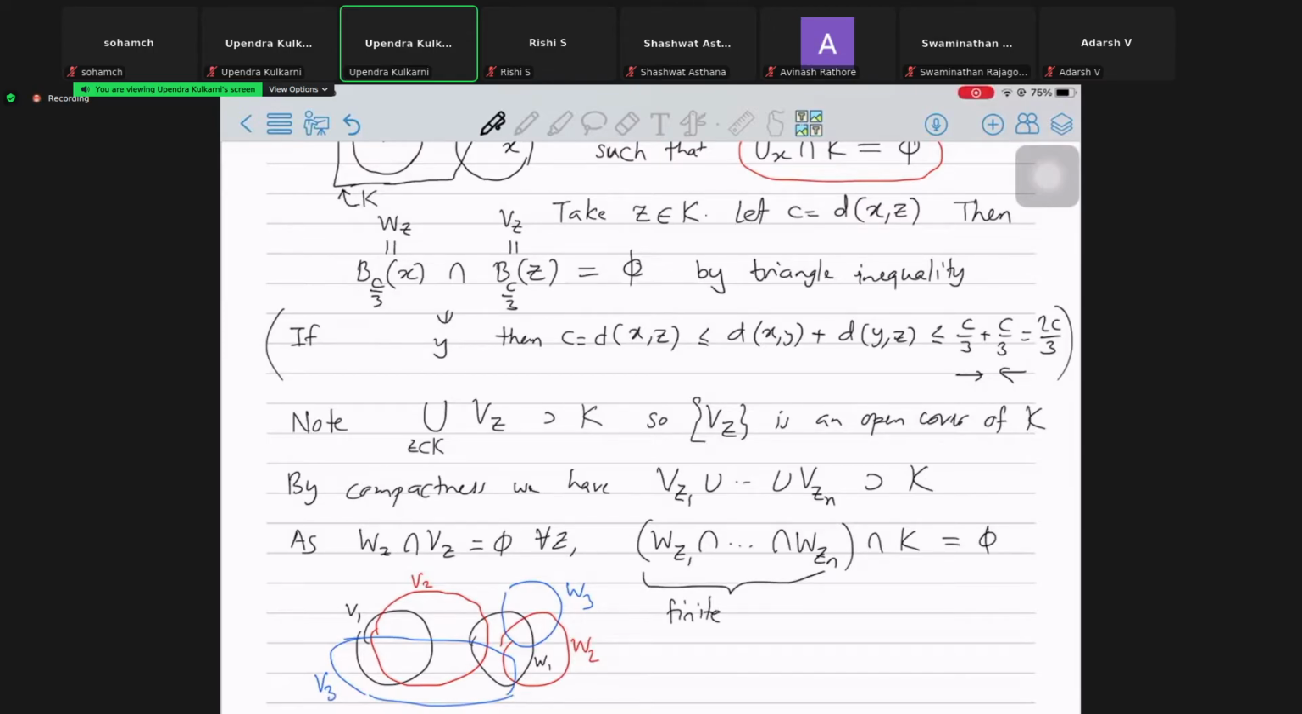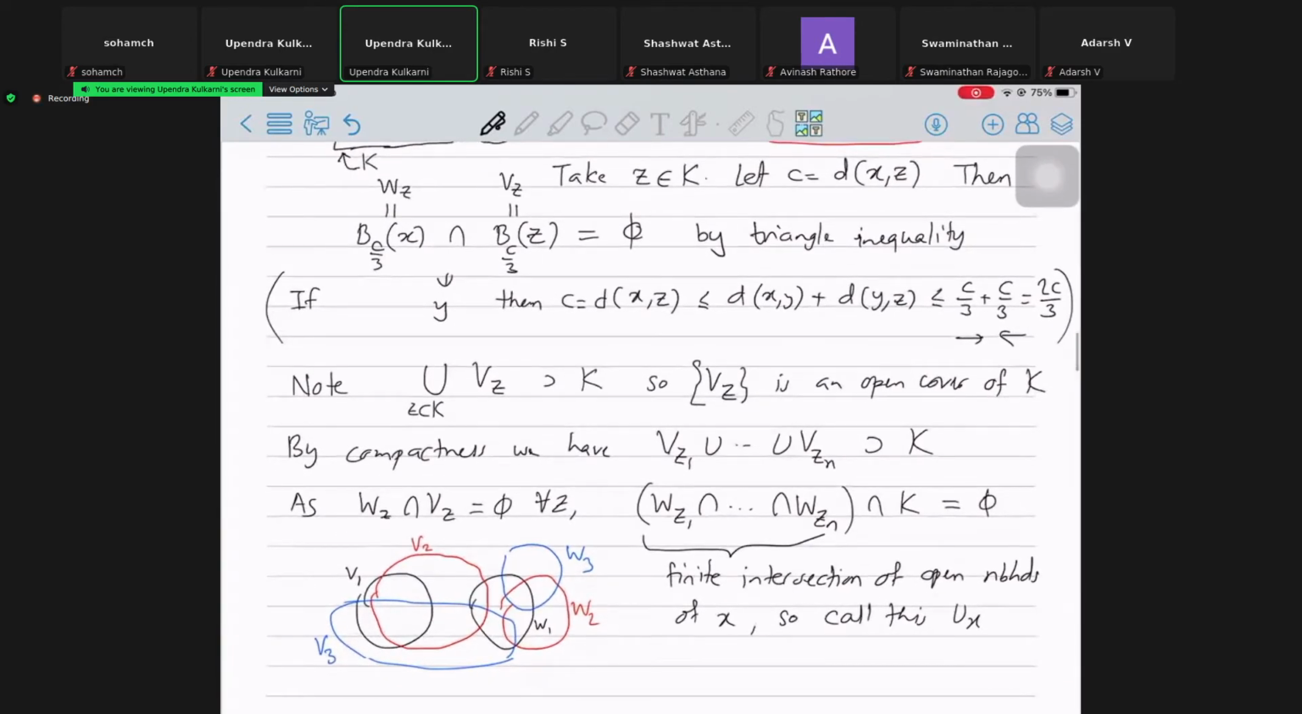Finite intersection of open neighborhoods of X. So call this U sub X and we are done. Okay. Any question about this proof?